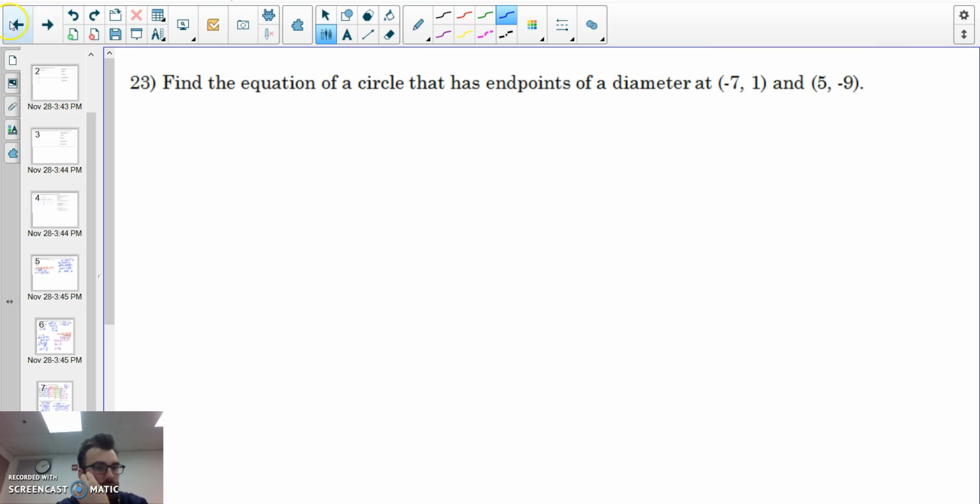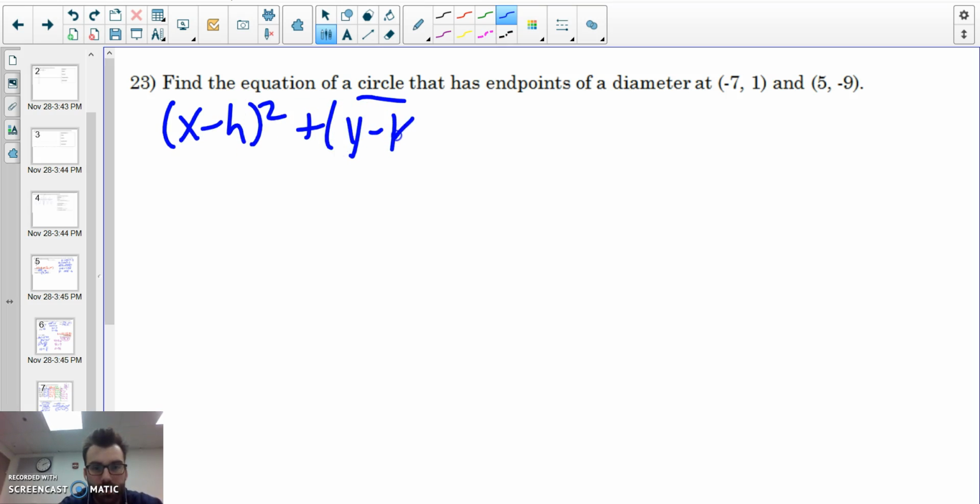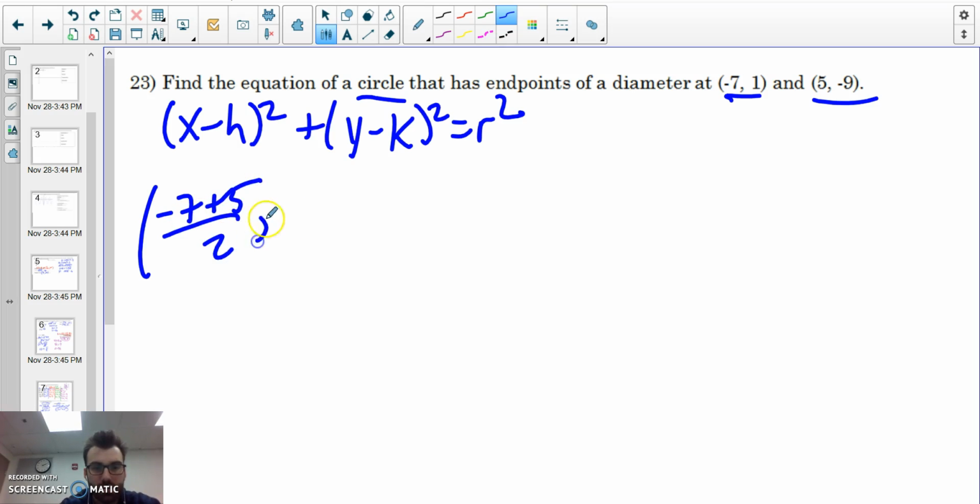Write an equation of a circle that has the endpoints of the diameter, that. So remember, our equation of the circle is this. So I must know my center and my radius. To find the center, I need to find the middle of those 2 points, or the midpoint. So how do I find the center? I add my x's and divide by 2, and add my y values and divide by 2.